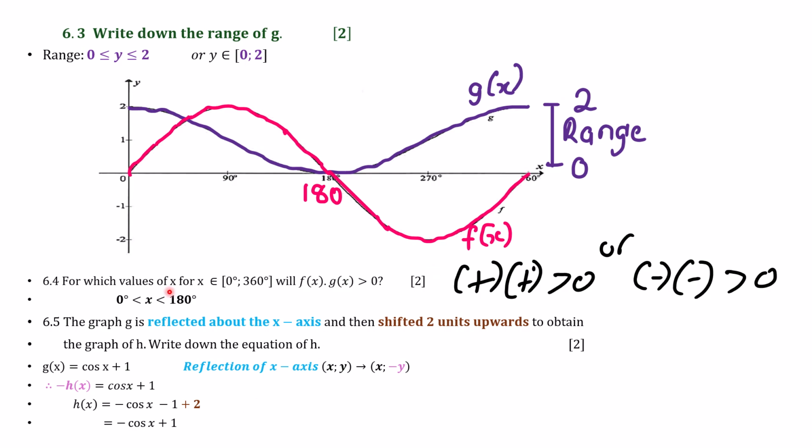Here are the 2 marks, 1 mark for the critical values 0 and 180, and another mark for the inequality signs being correct. Right, the same thing with the range, 1 mark for the critical values and 1 mark for my inequality signs being correct direction.